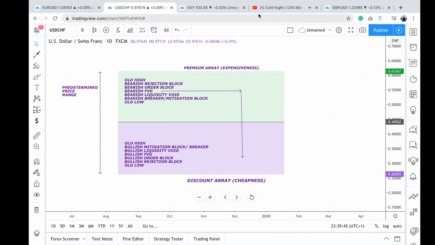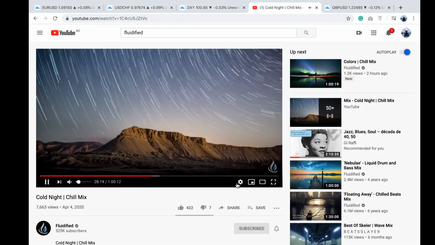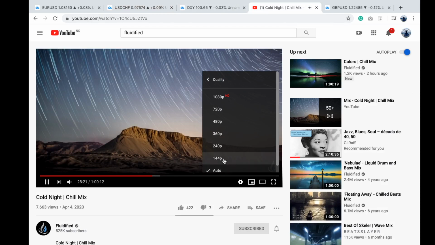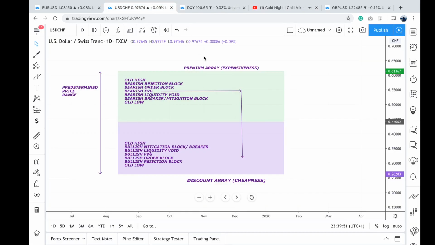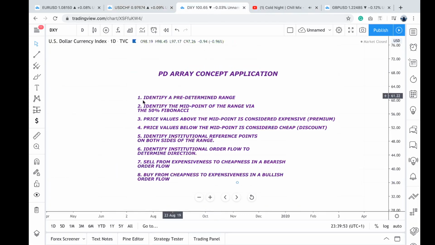Okay, so now, okay, this is actually satisfying. Okay, so lastly, how do you apply the concept of PDRs to your charts before we go into examples? Okay, so the first thing you want to do on PDRA is identify a predetermined range. So first of all, you want to look for a predetermined range in price. So identify a predetermined range.